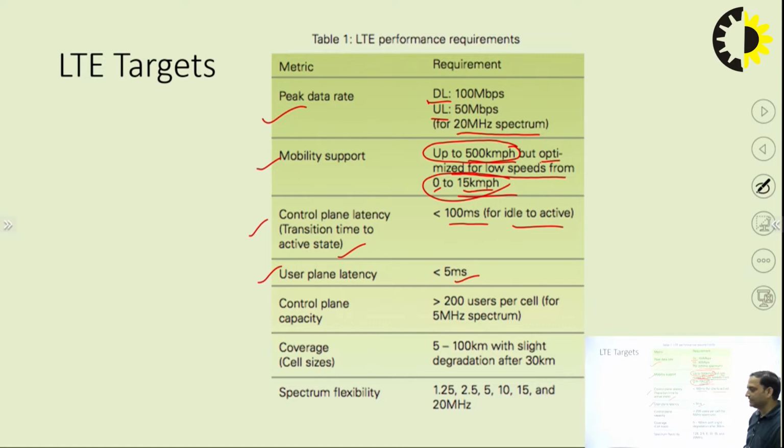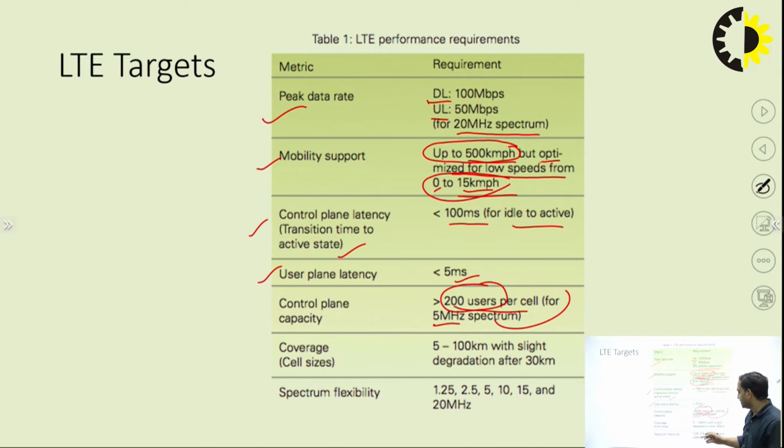Then control plane capacity, which is 200 users per cell, and this is the case when we have 5 megahertz. So 5 megahertz of bandwidth is expected in a given cell. 200 users, a minimum of 200 users can be accommodated in the system, in the area.